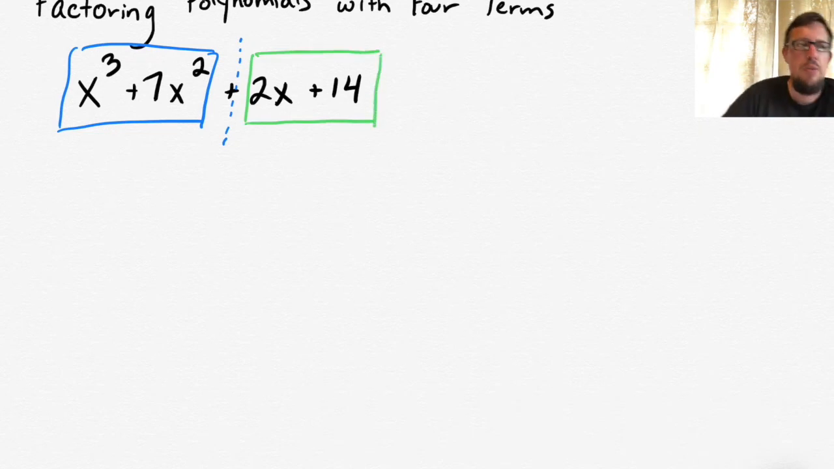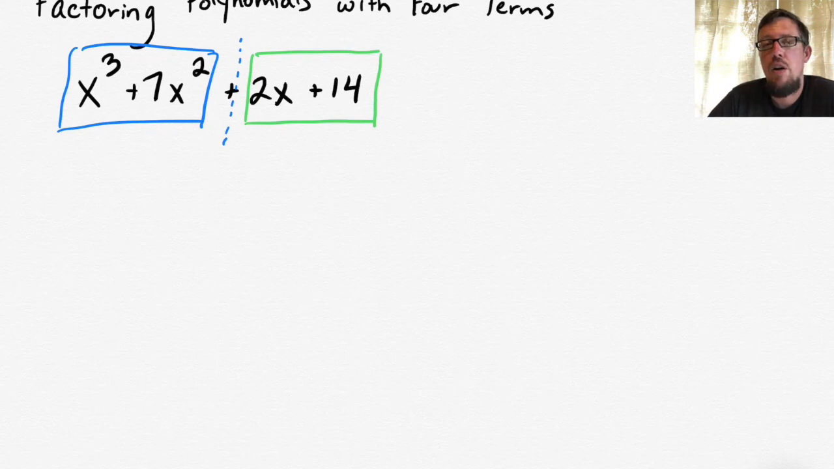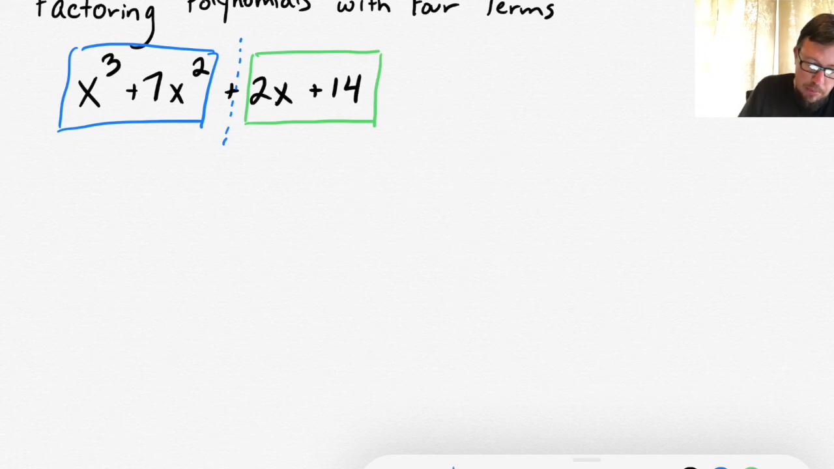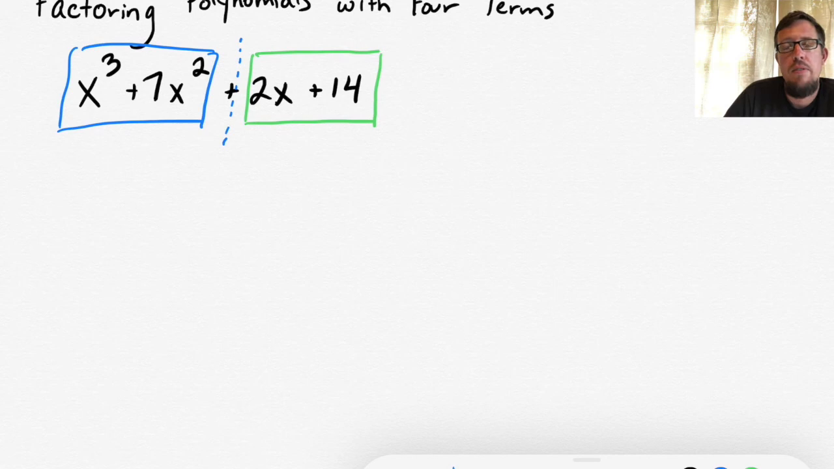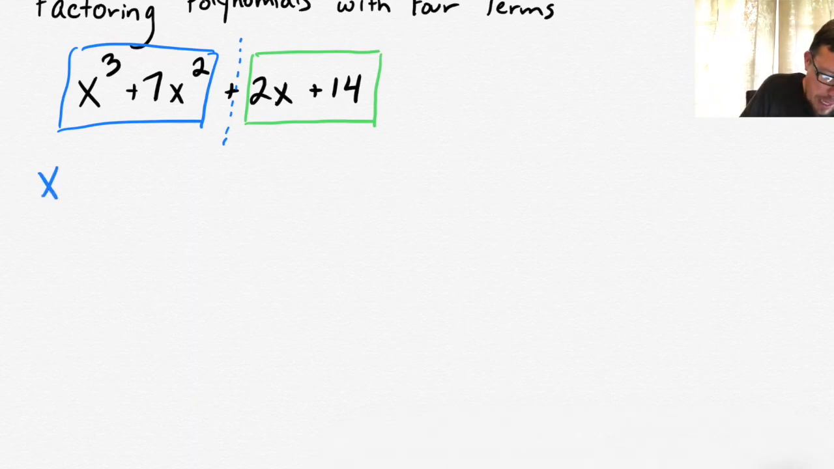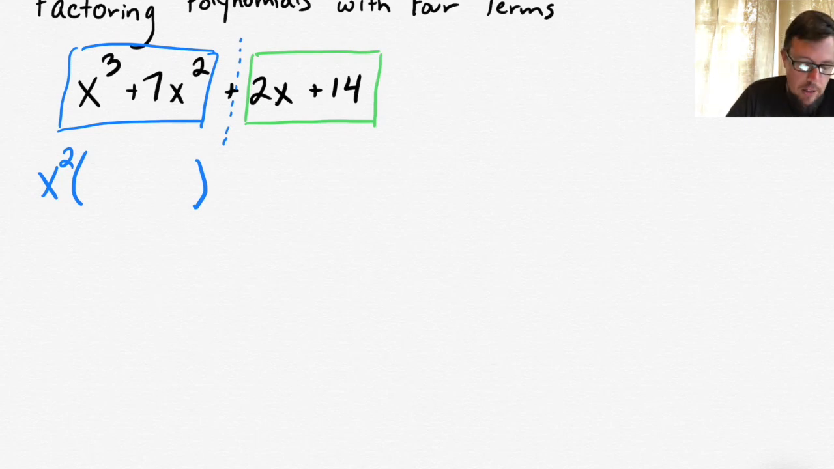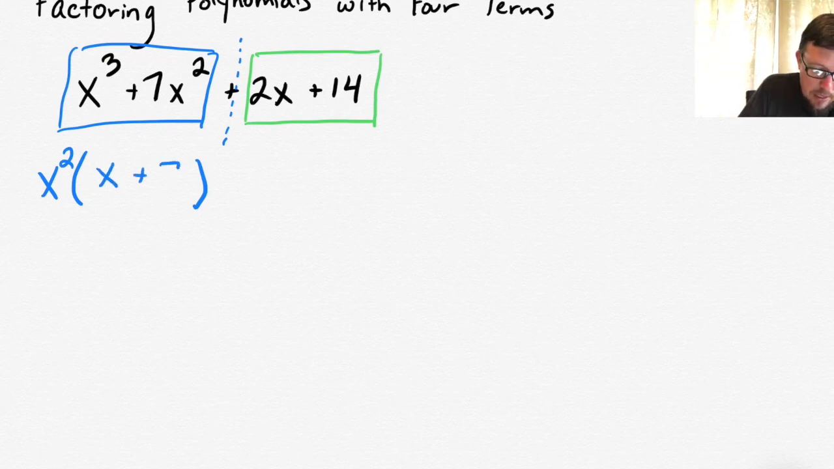And what we're going to do, step number 2, is we're going to see if we can factor out a greatest common factor from just that one side. So for example, if we look just at the blue side, the x cubed plus 7x squared, what is the greatest common factor of x cubed plus 7x squared? And the answer is x squared. So we would put x squared outside the parentheses. We are only looking at the blue part here, only the part on the left. So if I divide both of those terms by x squared, what am I left with? Well, I'm left with x plus 7.